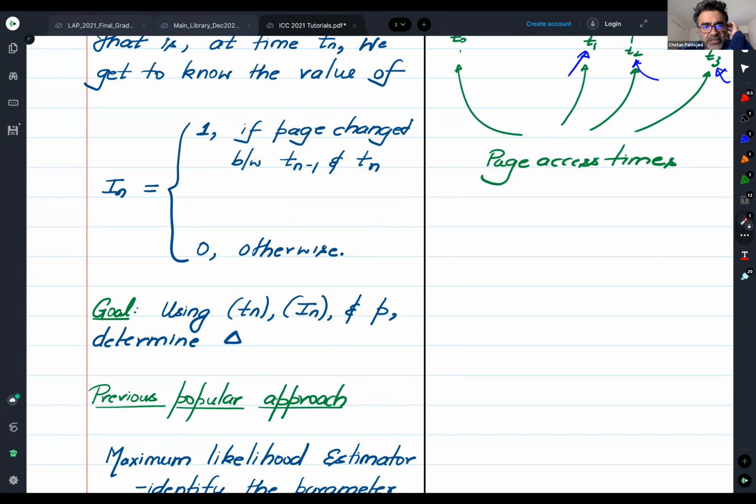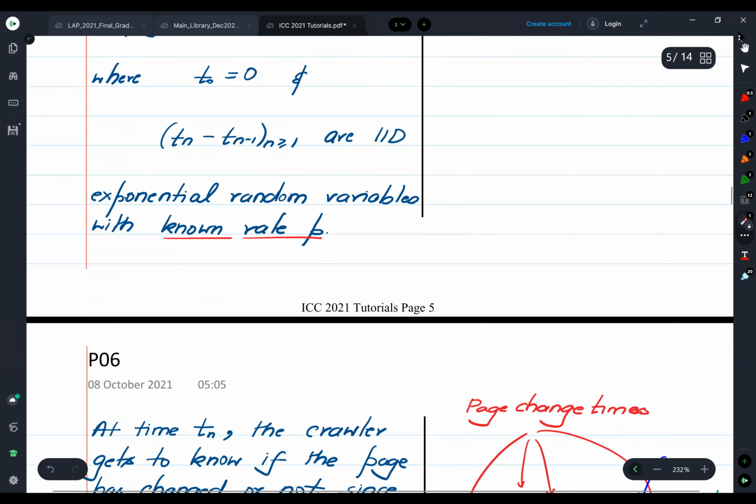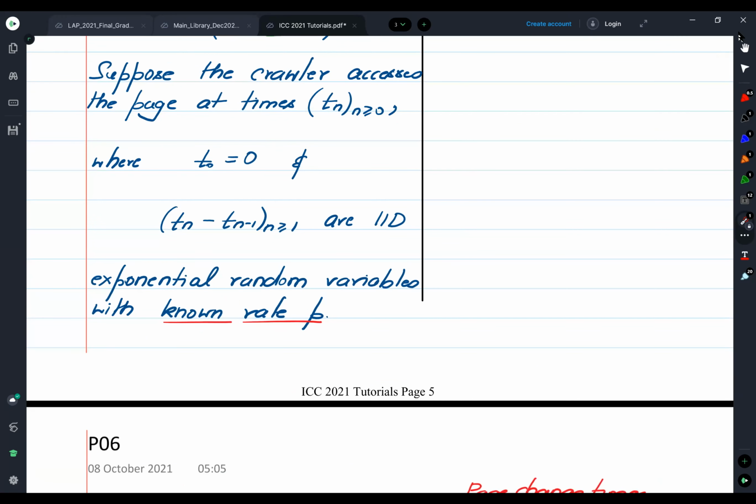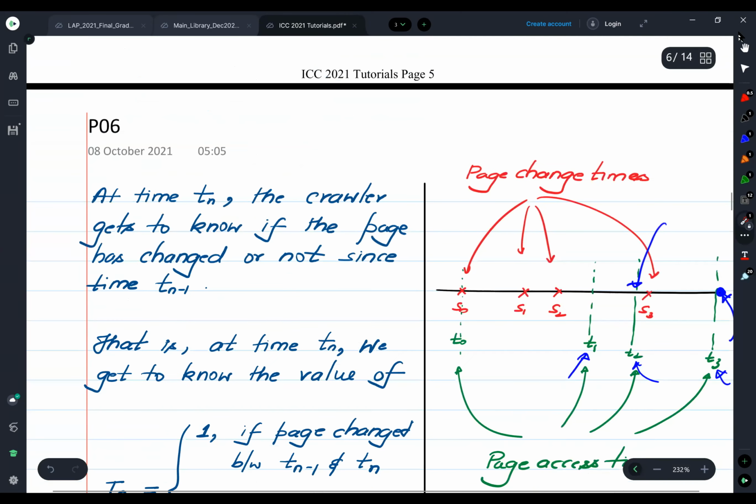Yeah, I have a quick question. What if Tn and Sn are the same? Are you assuming that these Sns and Tns are independent processes? So with probability 1, they will never be the same. Is this okay? Yeah, right? Thanks. Okay. Is there any other question?